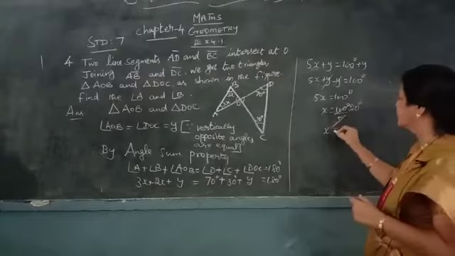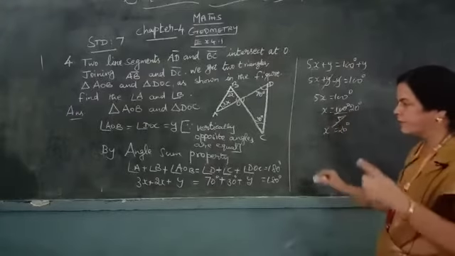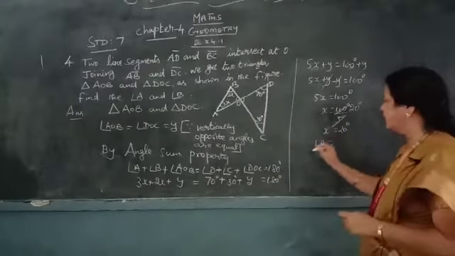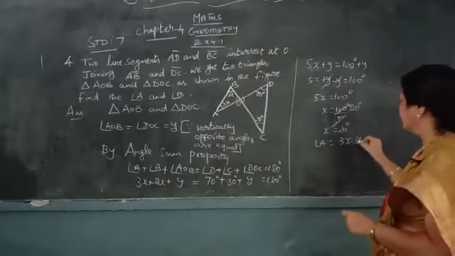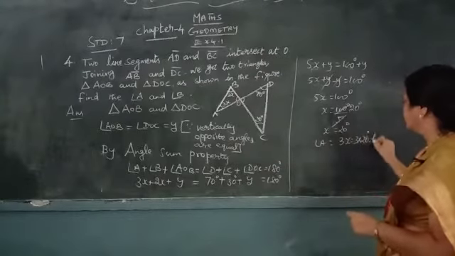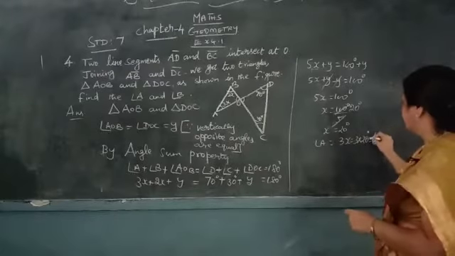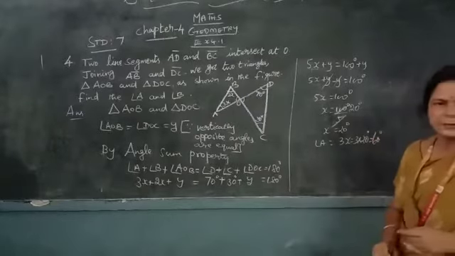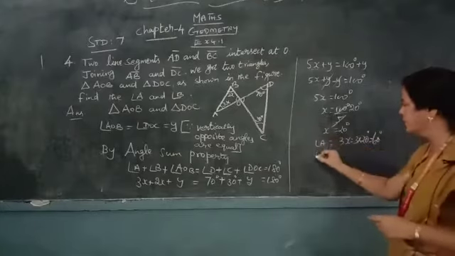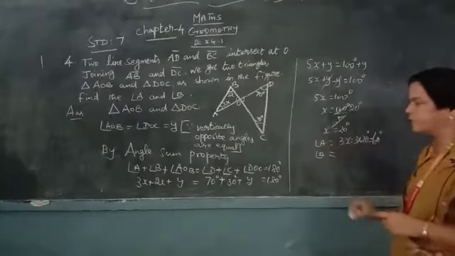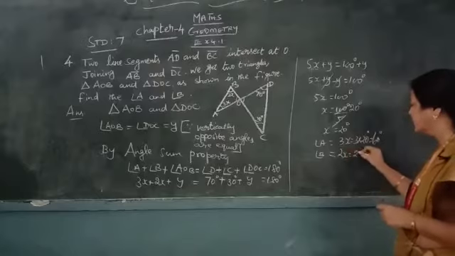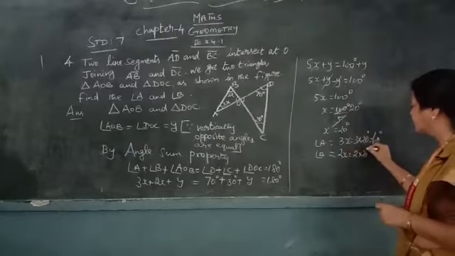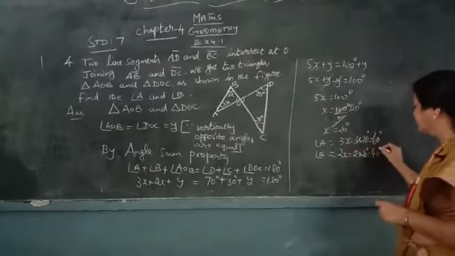So x equals 20. But we need angle A. Angle A equals 3x, so 3 into 20, which is 60 degrees. In the same way, we need angle B. Angle B equals 2x, so this is 2 into 20 degrees, and you will get 40 degrees.